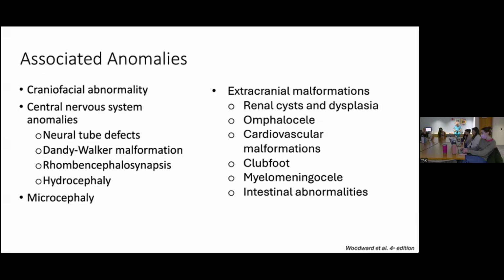The different associated anomalies are as follows. These fetuses can also have craniofacial abnormalities such as cleft lip and palate. Again, the severity is worse in alobar holoprosencephaly. CNS anomalies such as neural tube defect and Dandy-Walker malformation can also be found in these cases. Microcephaly, as well as extracranial malformations such as renal cysts, abdominal wall defects, cardiovascular malformation, clubfoot, myelomeningocele, and intestinal abnormalities are also found in these cases.